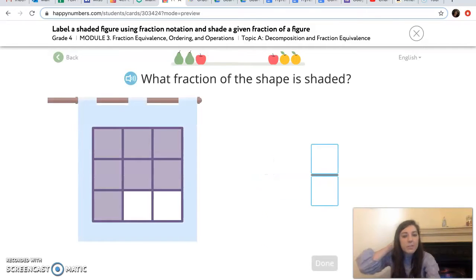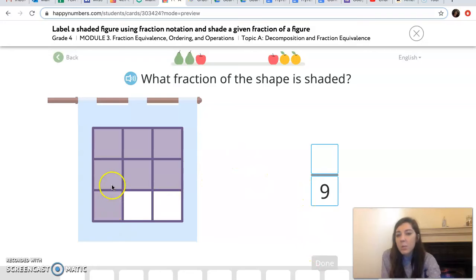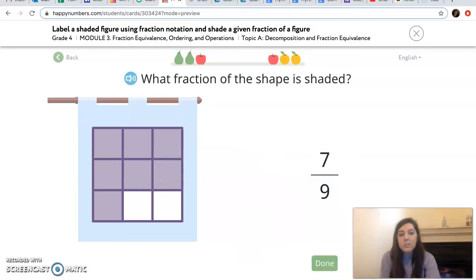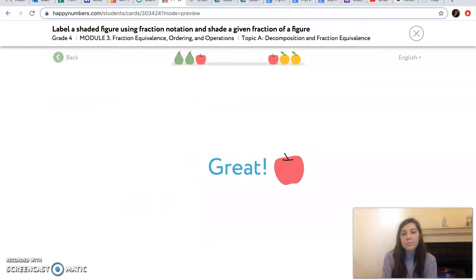All right, same thing for this one. So we have a square that is split into 9. So 1, 2, 3, 4, 5, 6, 7, 8, 9 total. So that goes on the bottom. And then how many are shaded? 1, 2, 3, 4, 5, 6, 7. 7 are shaded. So 7/9 is our fraction.